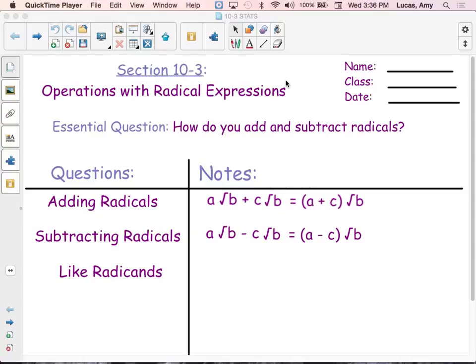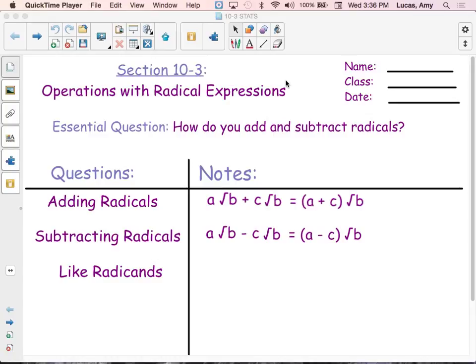Lesson 10.3, Operations with Radical Expressions. Our essential question is, how do you add and subtract radicals? So we have three new vocab words. The first one says adding radicals, and then we have subtracting radicals, and then like radicands.